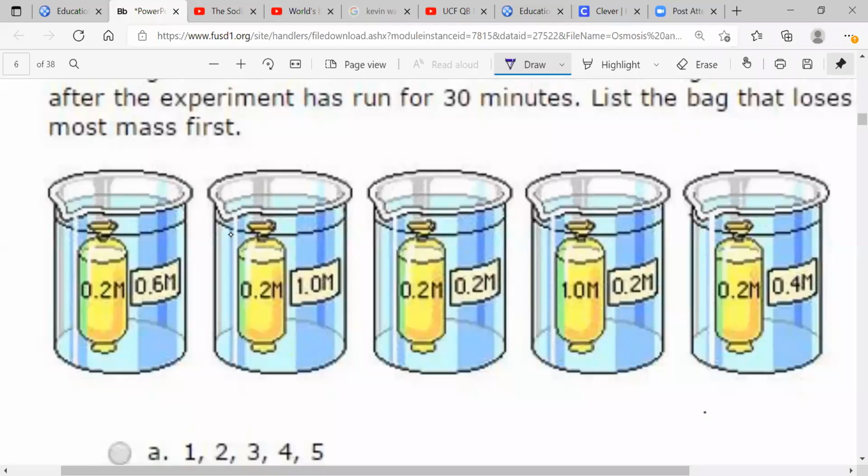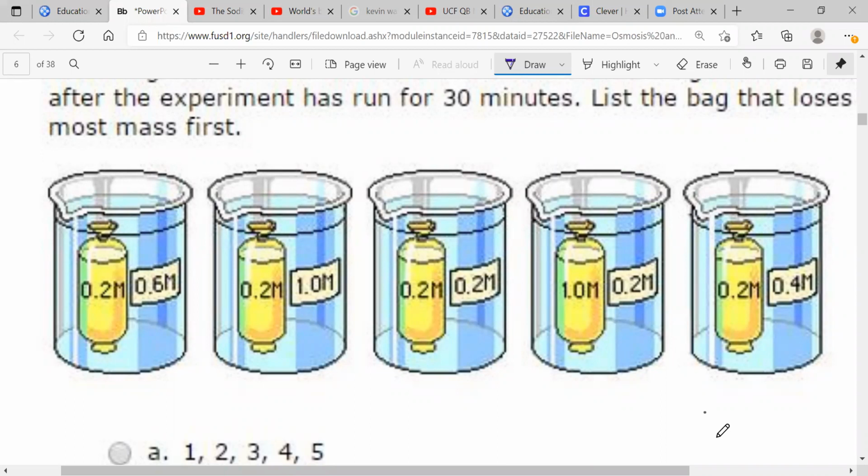Here's what I want to ask you guys. We're not going to do hyper, hypo, or isotonic yet. I want to ask you about this page right here. Let's make sure you're sure. Okay. Let's just call these beakers 1, 2, 3, 4, 5. I just want to ask you a simple question. I don't want to ask you about hyper, hypo, or isotonic yet. We haven't done that yet. We'll get to it.